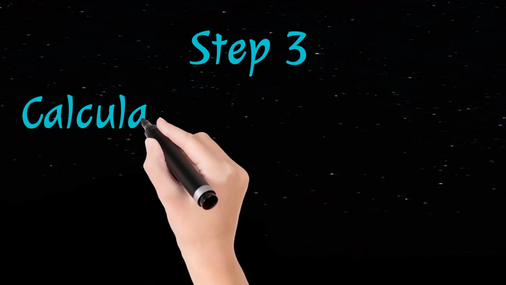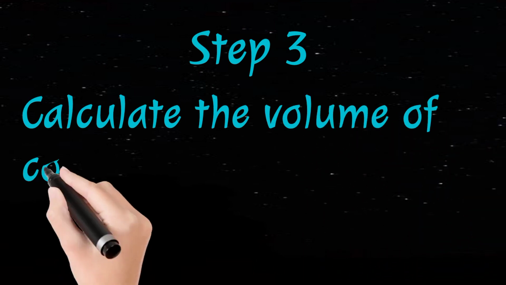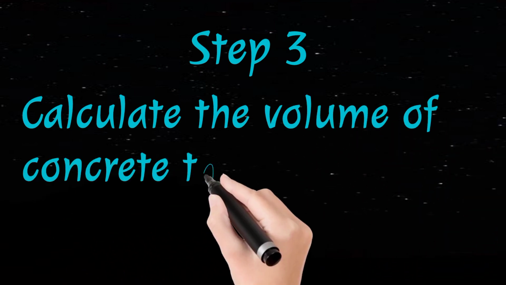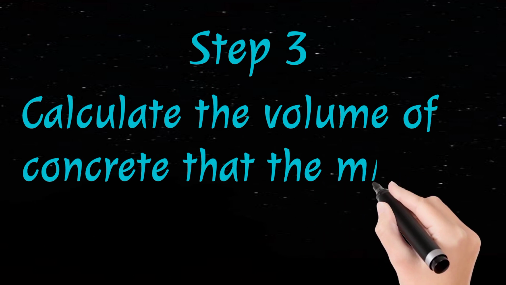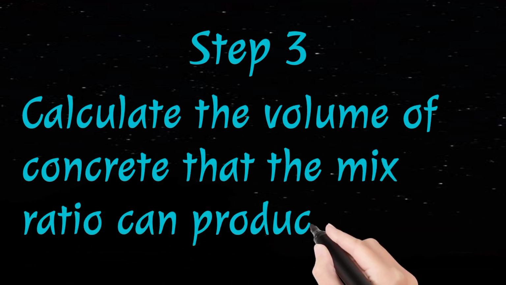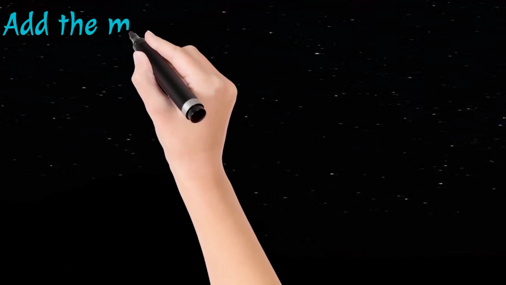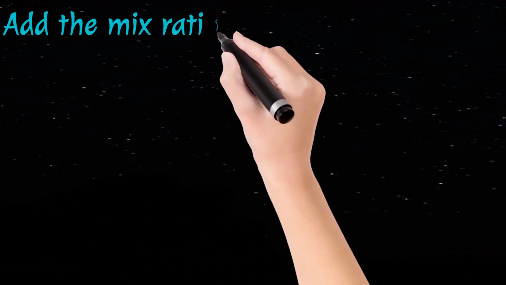I hope we get. So we have gone through 2 steps now. First one is to convert the ratio to volume. Now we're converting the volume to weight. Now the next step is to calculate the volume of concrete that the mixed ratio can produce. So we're now going to use the values for the weight. We are going to use the values we got for our calculation.